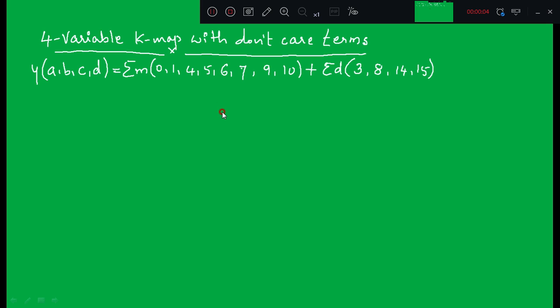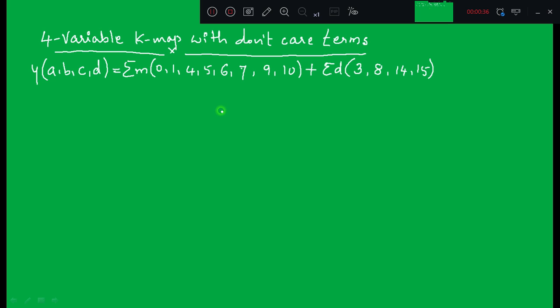Good afternoon, students. So in today's class we are going to discuss the four variable K-map with the don't care terms, right? We have already seen three variable K-map with don't care terms. In the same way, we are going to see examples on how to get the simplified Boolean expression for a given function using four variable K-map with the don't care terms. Okay, so let us take the first example.